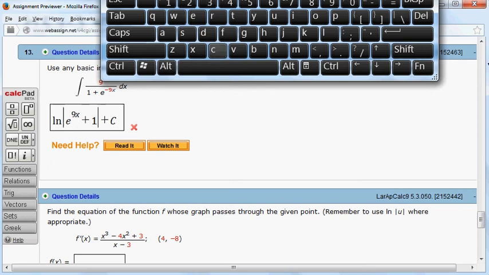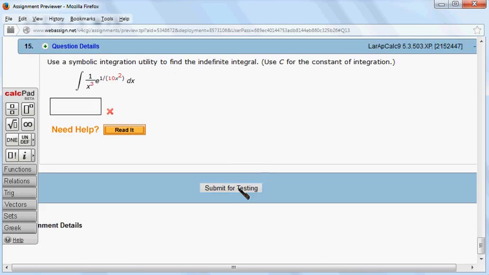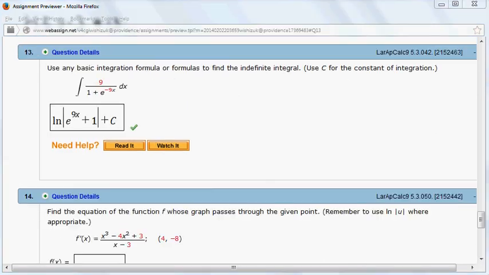All right, so let's check the answer. Submit for testing. It came back and looks like we did this one correctly. All right, that's it. I hope that this was clear.